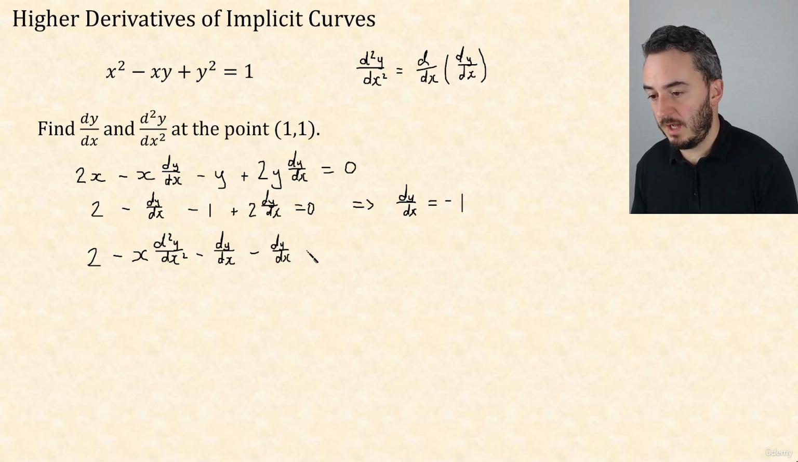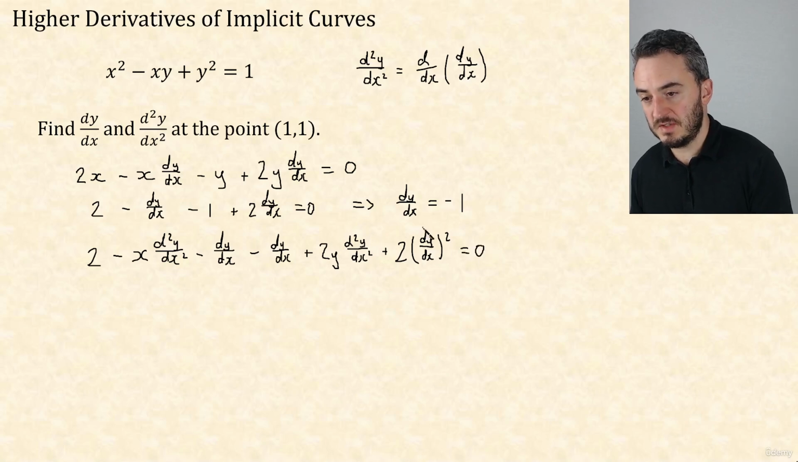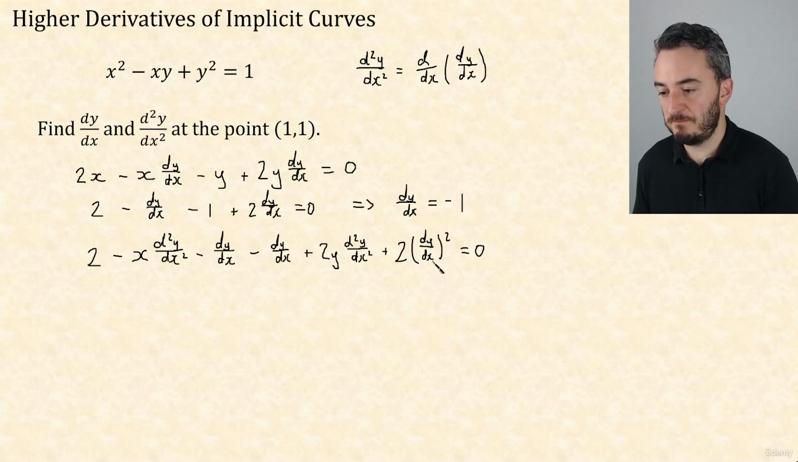Then product rule again, here's my u, here's my v dash. So it's u, which is 2y, v dash, which is d2y by dx squared, then plus u dash v. So the derivative of 2y is 2 dy by dx. But I've got dy by dx and another dy by dx, so that's dy by dx squared, which is, just to really nip this in the bud, absolutely not the same as the second derivative.